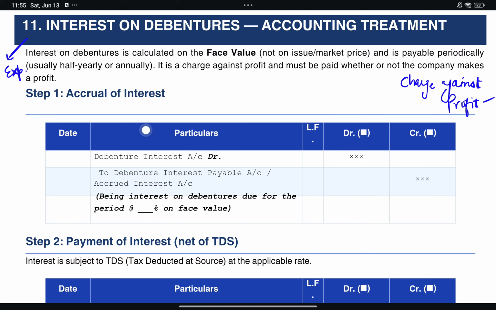Ready? Let's start. So interest on debentures is calculated on face value, not on issue price, not on market price. Got it? And it is paid periodically. It is up to the company's wish whether it gives interest half yearly or annually. Got it? I have told you that it is a charge against profit. So let's start with journal entries, how we treat it in the journal.